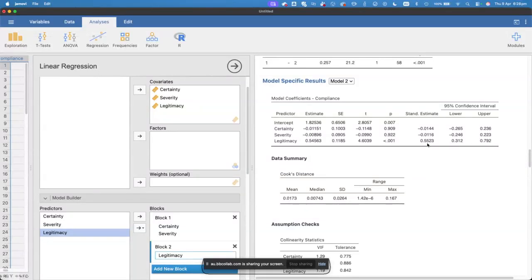And because it doesn't overlap, as Rochelle said, we can say that it's significantly larger than severity and significantly larger than certainty in its prediction, or as an effect size. So those are the key things there. We've interpreted the p-values, excellent. So we've done these 4 columns.